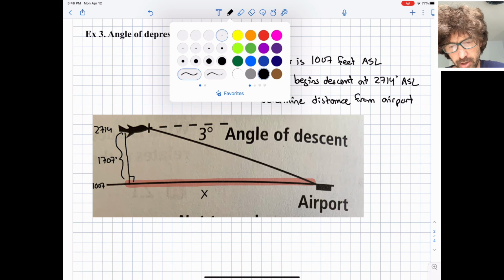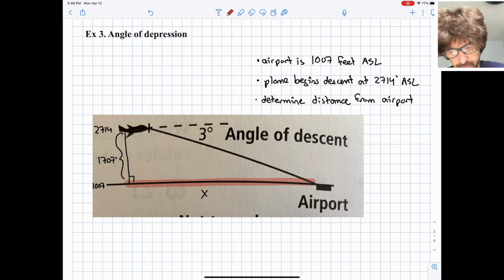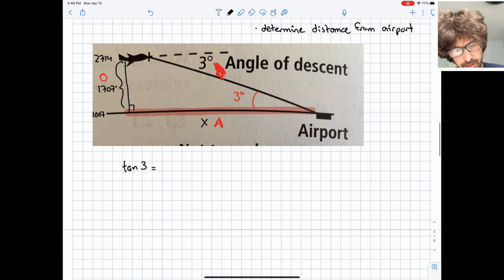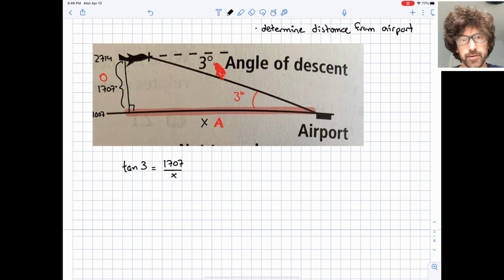Let's go ahead and label HOA relative to our angle. Remember that this is 3 degrees as well. Those are alternate interior angles and therefore congruent. So this hypotenuse is h, the 1707 is my opposite, and x is my adjacent. So it looks like I don't care about my hypotenuse at this point. I don't know it, I don't want to know it, I just care about my opposite and adjacent sides of the triangle. So I'm going to choose to use tangent here. Tangent is the ratio of the opposite to the adjacent sides. So I can say that the tangent of 3 degrees is equal to that 1707 divided by our unknown x.